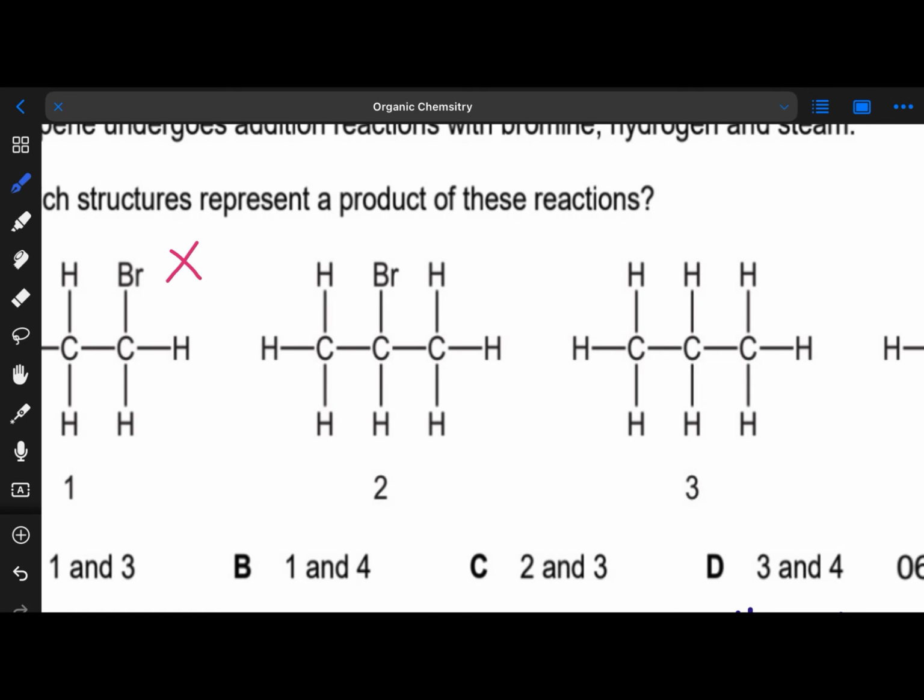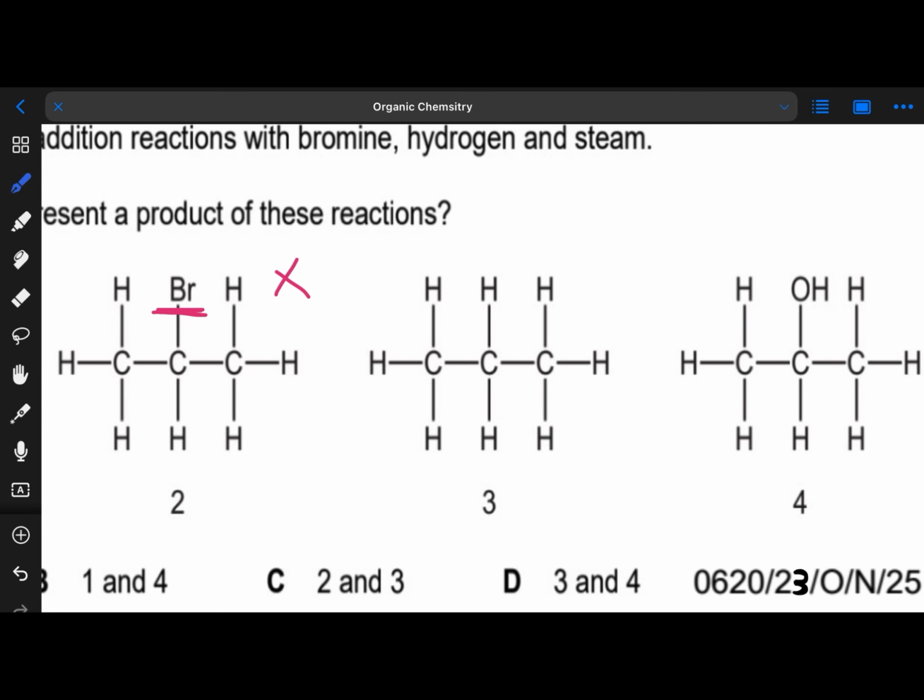Structure 2 has only one bromine atom, but bromine reacts as Br2, so 2 bromine atoms must be added across the double bond, and therefore we cannot consider it correct too. Now look at structure 3. It represents an alkane, because whenever hydrogen is added to propene, the double bond becomes a single bond, forming an alkane. So structure 3 is correct.